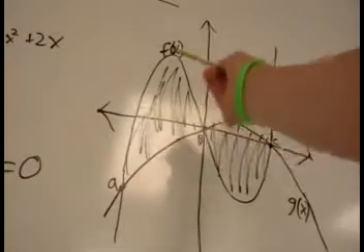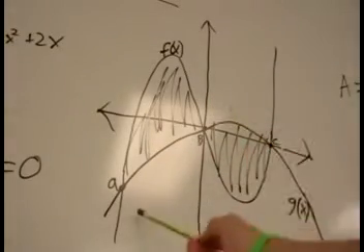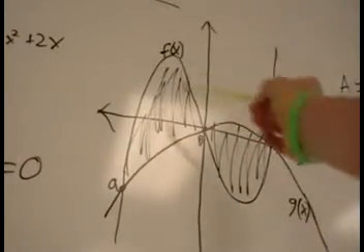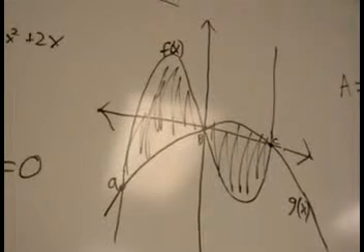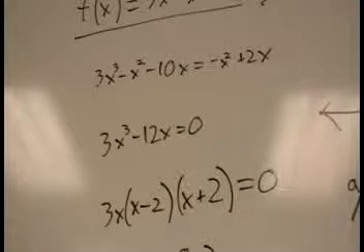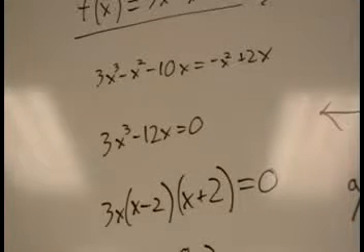This graph is labeled f of x, and this is g of x. The shaded region is what we are going to solve for. We begin by equating the two equations to each other. So 3x cubed minus x squared minus 10x equals negative x squared plus 2x. After we solve for x, this will give us the 3 points where the graphs intersect.